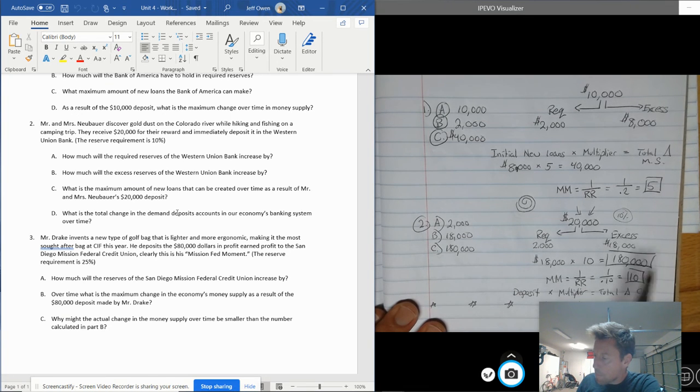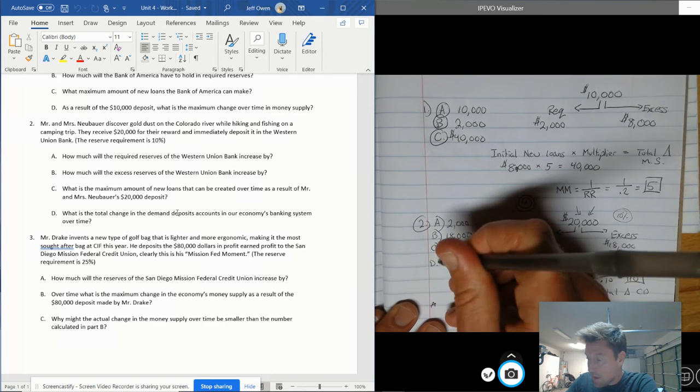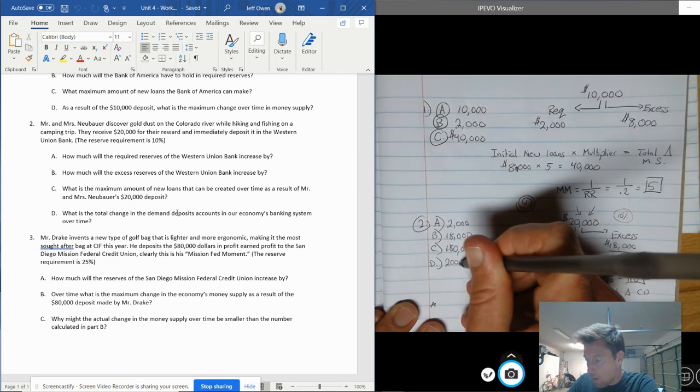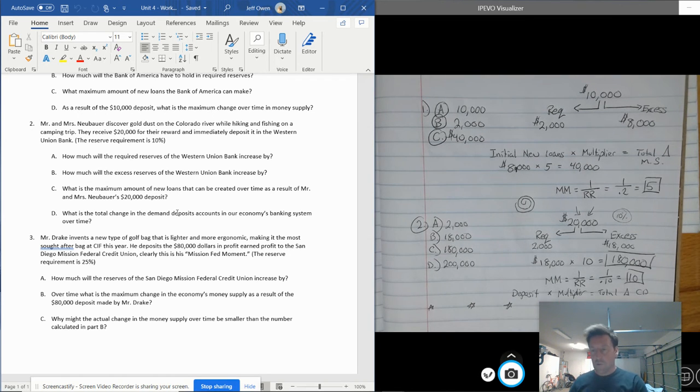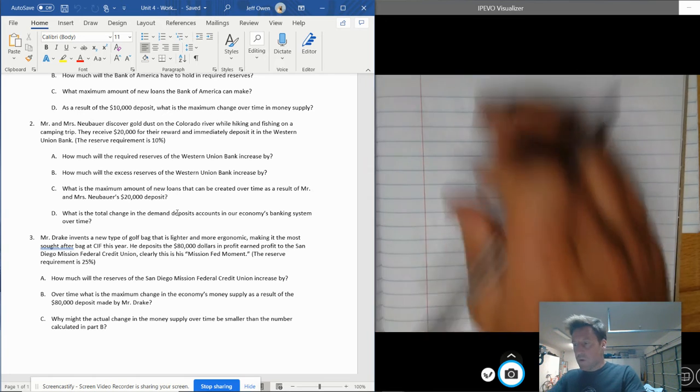So in this case, we take our 20,000 times our money multiplier. So deposit times our multiplier will give us our total change over time in our demand deposits, not new money, it'll always be larger than new money. So there we go. That's 2. 1 to go.